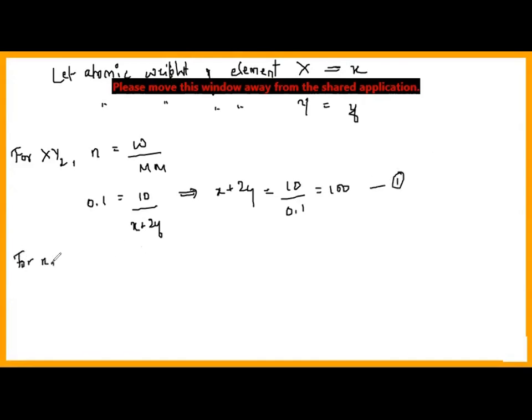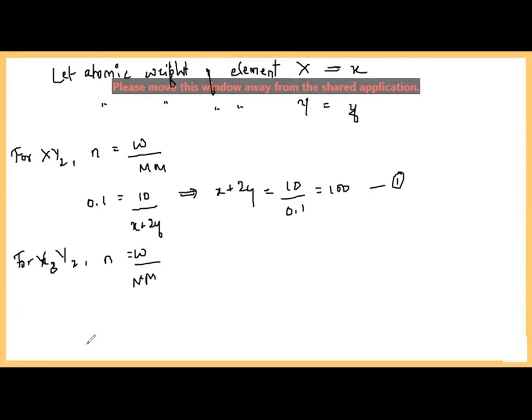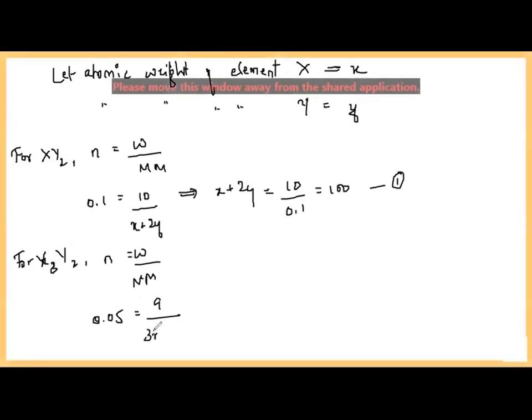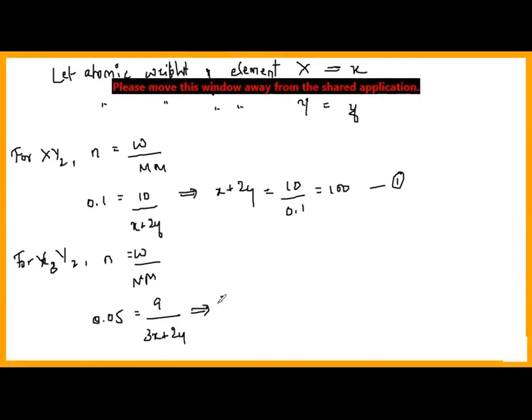For X3Y2, this is another. Number of moles is equal to given mass upon molar mass. How many moles have they said? 0.05 moles of X3Y2 weighs 9 grams. So how will I write here? x3, so it is 3x plus 2y. So this can be written as 3x plus 2y is equal to 9 divided by 0.05, which is nothing but 180. Call this equation 2.